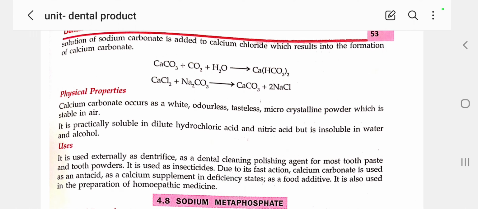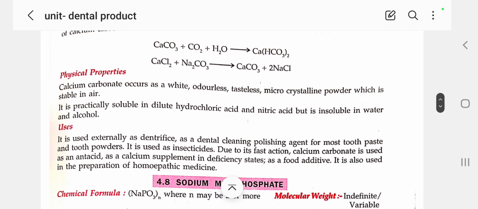What are the physical properties? Calcium carbonate occurs as a white, odorless, tasteless microcrystalline powder which is stable in air. It is soluble in dilute hydrochloric acid and nitric acid, but is insoluble in water and alcohol. So you may notice that the calcium carbonate is insoluble in water and alcohol, but the remaining fluorides, in the form of sodium fluoride and stannous fluoride, are freely soluble in water but insoluble in alcohol, chloroform, like that. Then what are the uses?